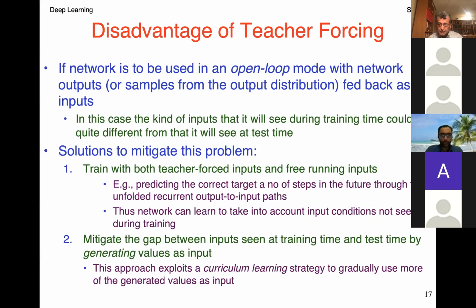It says you have to now use the values that you are encountering in the free form as opposed to training mode.